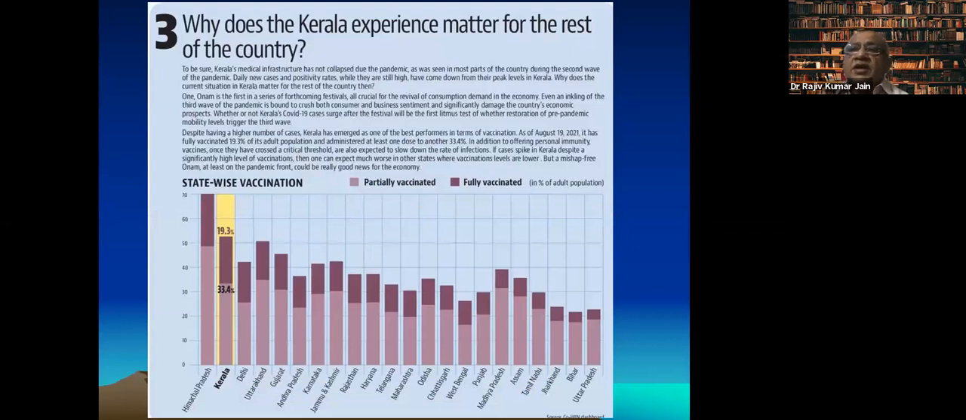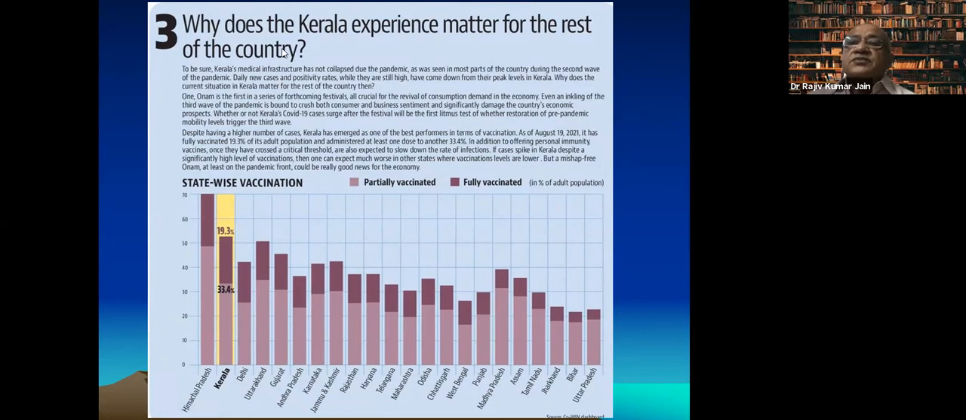Why does the Kerala experience matter for the rest of the country? To be sure, Kerala's medical infrastructure has not collapsed due to the pandemic, as was seen in most parts of the country during the second wave of the pandemic. Daily new cases and positivity rates, while they are still high, have come down from their peak levels in Kerala. Why does the current situation in Kerala matter for the rest of the country then?